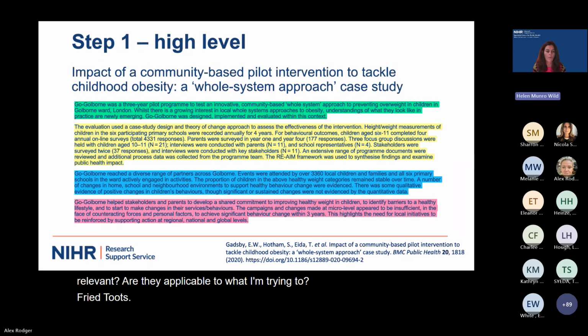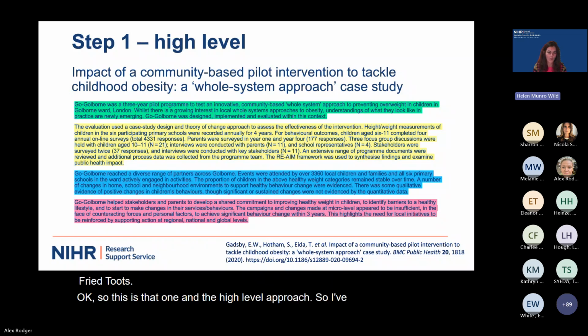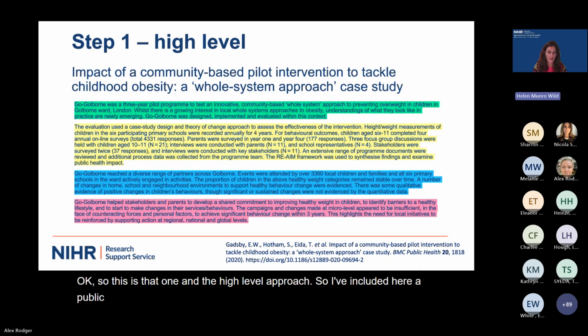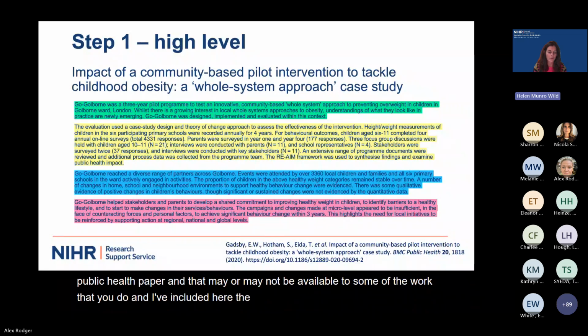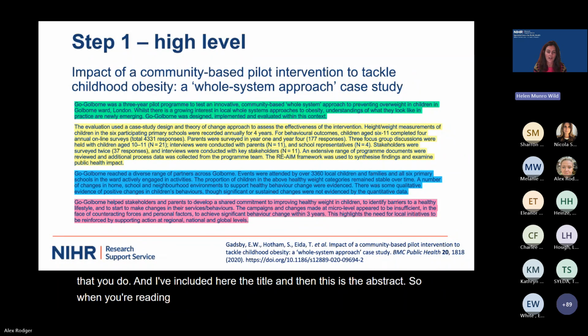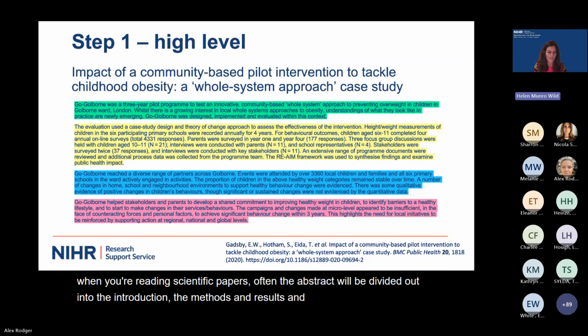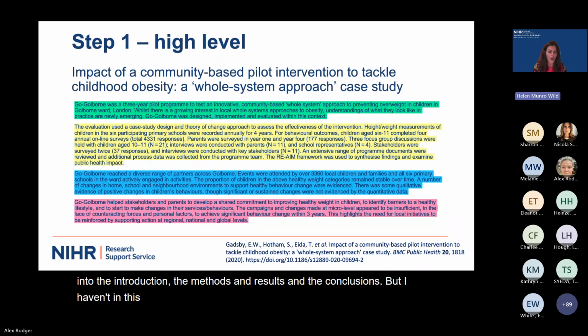Okay, so this is step 1 and the high-level approach. I've included here a public health paper that may or may not be relevant to some of the work that you do. I've included here the title, and then this is the abstract. So when you're reading scientific papers, often the abstract will be divided out into the introduction, the methods, the results, and the conclusions. But in this paper, I haven't included those headings. I've just highlighted the different sections.